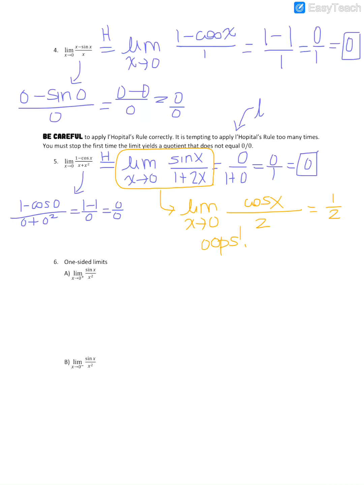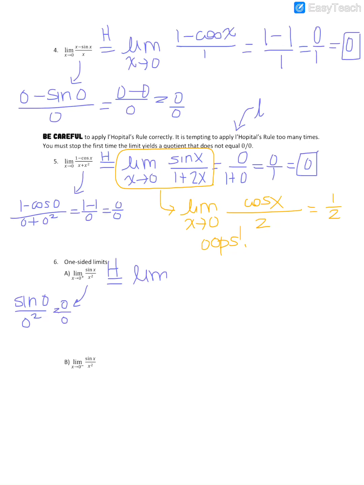Okay, let's look at number 6. On number 6, I'm showing you some one-sided limits. Okay, so let's try number 6a. So again, we first want to start by just plugging in 0. So we have sine of 0 over 0 squared. So that's 0 over 0. All right, so we're going to do L'Hopital's.